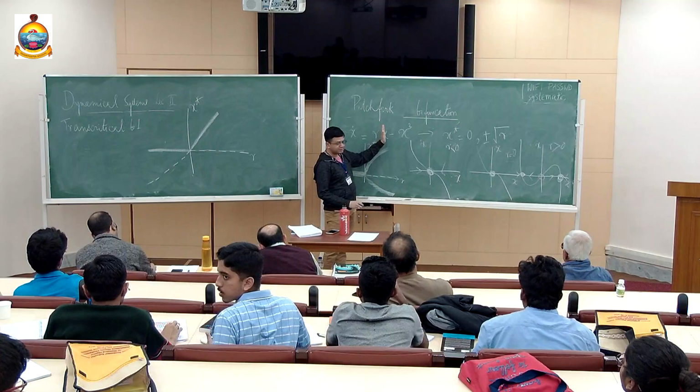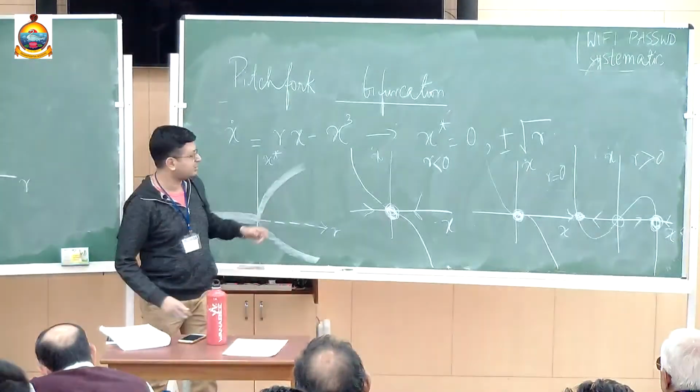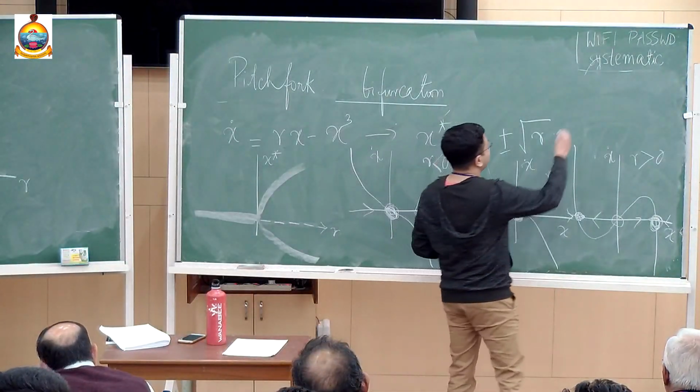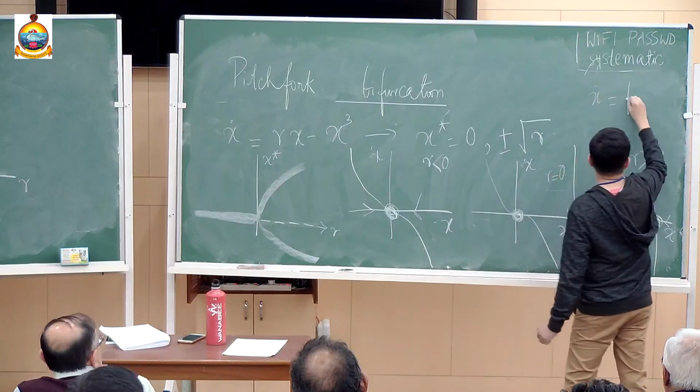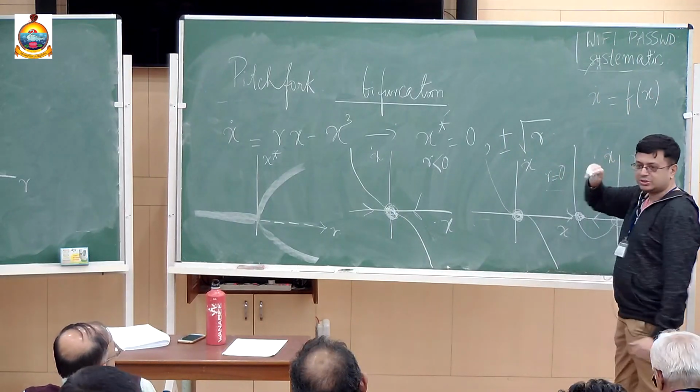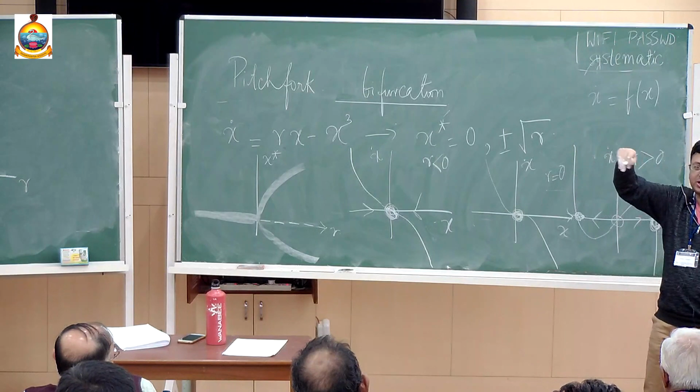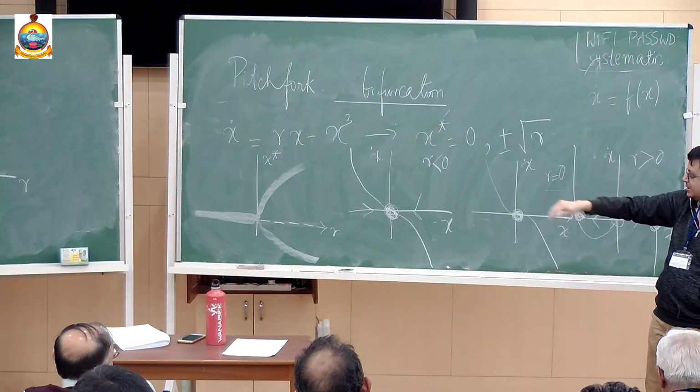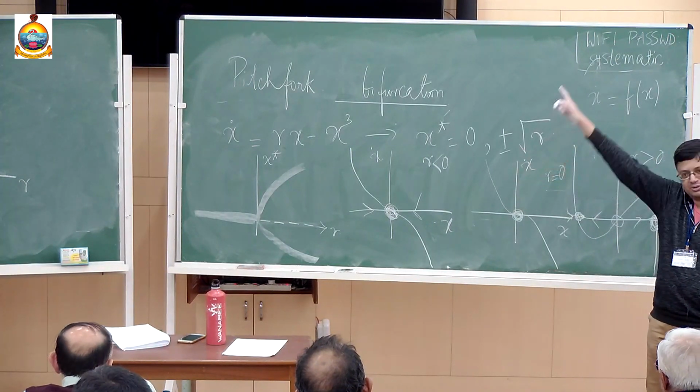So typically what you would have is x dot is equal to f of x. What you do is locate the fixed points and do an expansion around that fixed point, and it is going to look like either this or that or that.